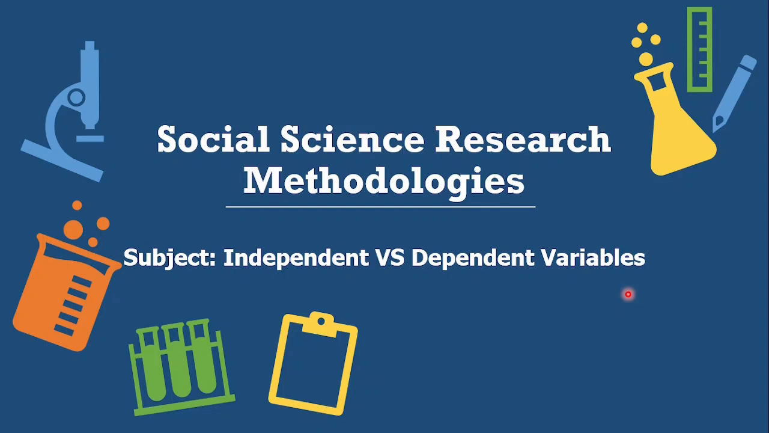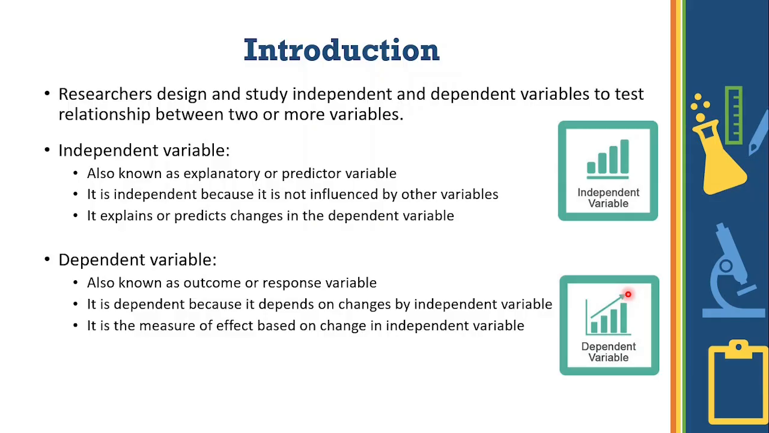The subject of this presentation is independent versus dependent variables. In previous lectures you learned that in research, especially in the context of social science statistics, variables are any characteristics that can take on different values. Now researchers design and study the variables in the form of independent and dependent variables to test relationships between two or more variables. In other words, they use independent and dependent variables to study change and effect relationships between two or more variables.